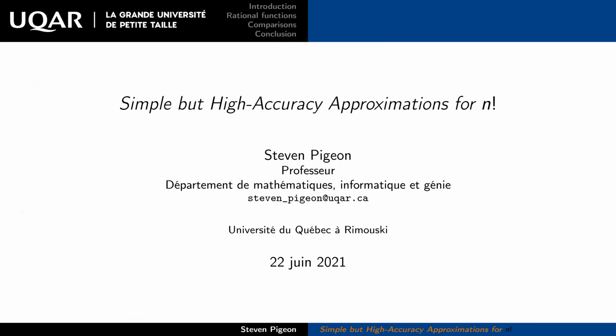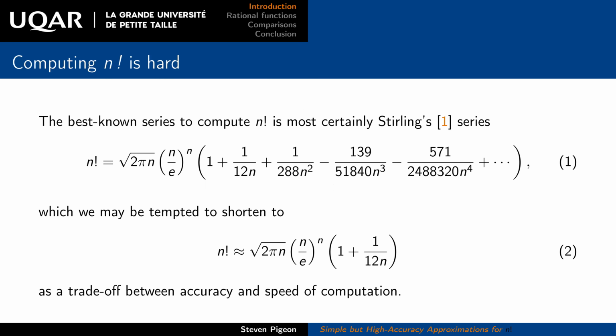Simple but high-accuracy approximation for n factorial, by Stephen Pigeon, professor at Université du Québec à Rimouski. The factorial arises in a number of computations, ranging from combinatorics to theoretical physics.